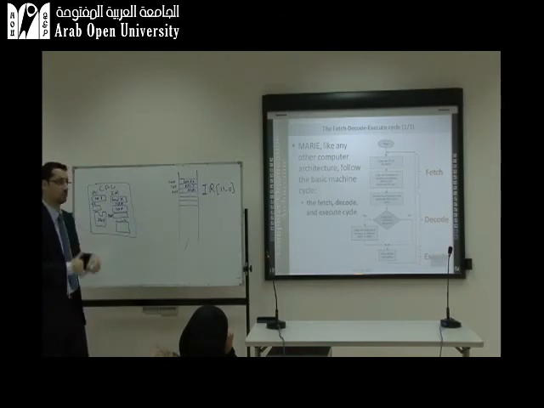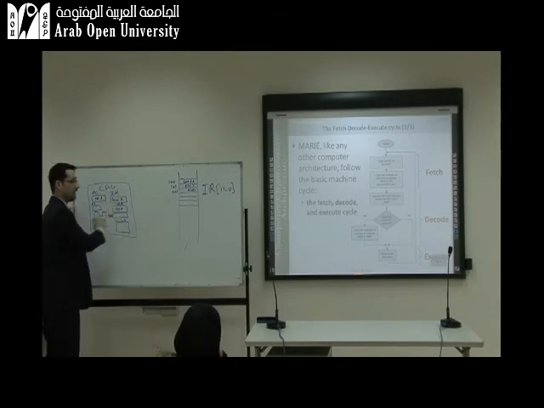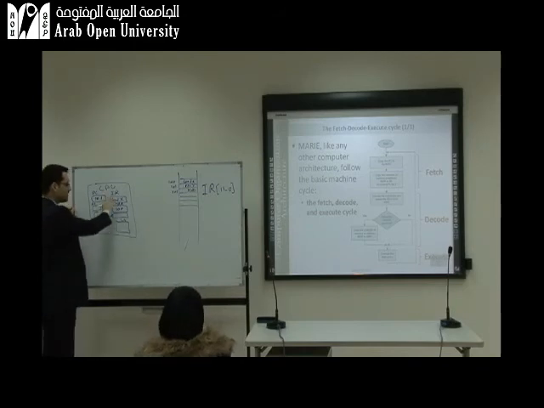We need now to decode. So how can the control unit decode the instruction? How can it know what the instruction is? It reads the first 4 bits. Here it's not an assembly instruction. It's written in machine language, so we have 4 bits of opcode and 12 bits for the address. But for simplicity reasons, I'm writing it in assembly.